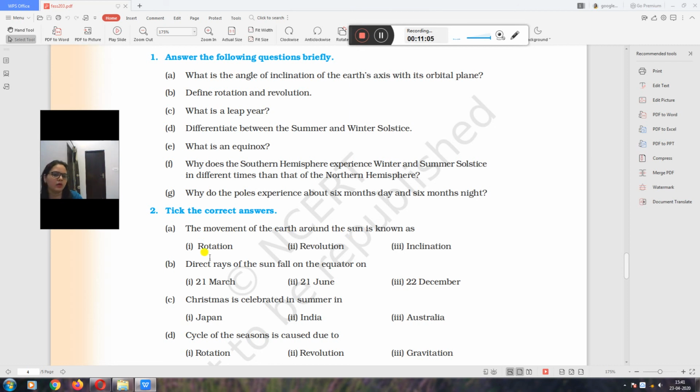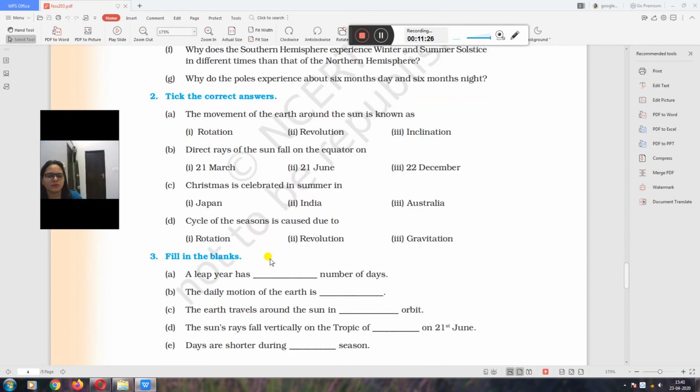Next, the movement of the earth around the sun is known as revolution. Very good. Direct rays of the sun fall on the equator on 21st June, 22 December or 21st March. Right answer. Now next, Christmas is celebrated in summer in Australia. The cycle of the seasons is caused due to revolution. These are fill in the blanks. You will solve this book exercise and send it to me.